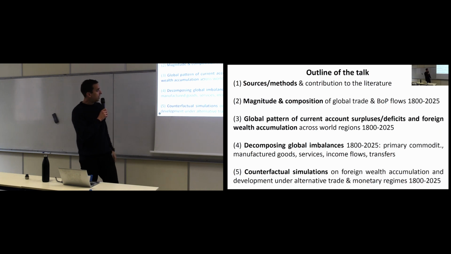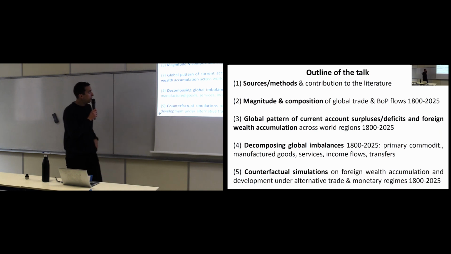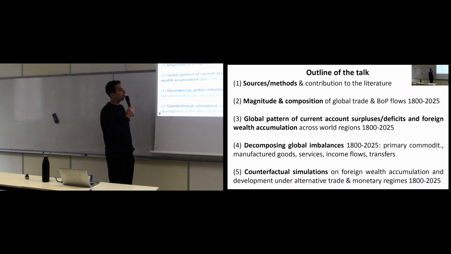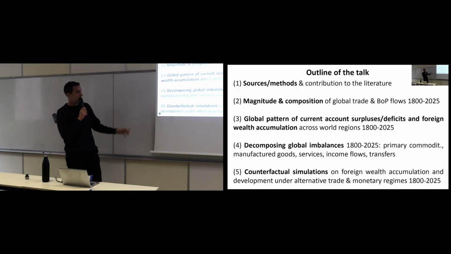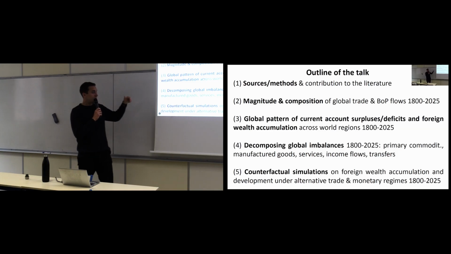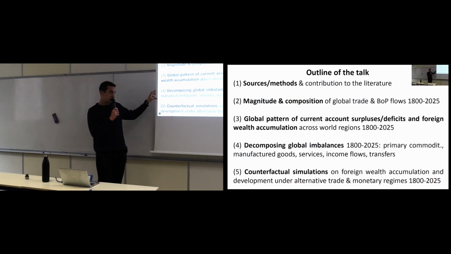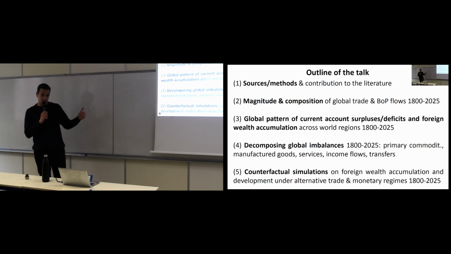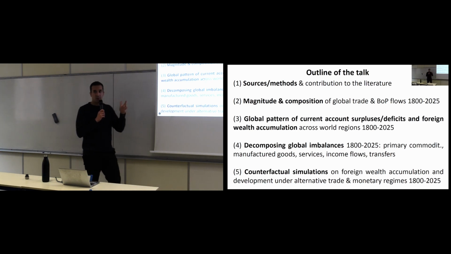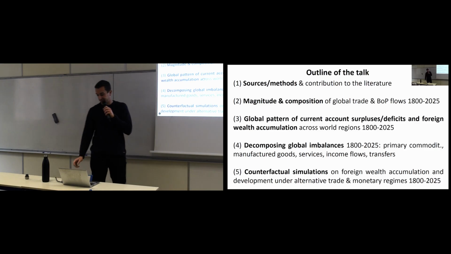Okay, so if I have time, this is what we will talk about today. Basically, I will walk you through quickly how we built the database, which was a huge amount of work. Then I will show you what global trade and balance of payment flows look like for the two centuries. Then which countries accumulate current account surpluses or deficits and their foreign wealth accumulation, how they manage to get this surplus or deficit, and then some exercises where we try to imagine a world where colonialism didn't happen, more or less, and what this would have been.